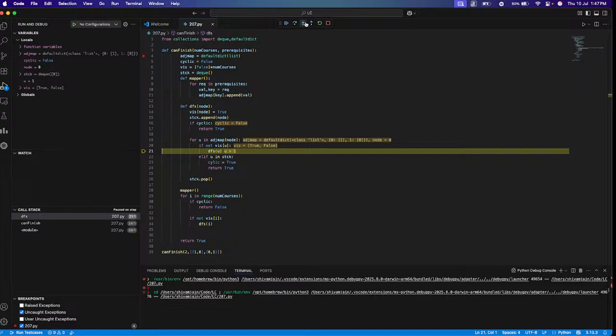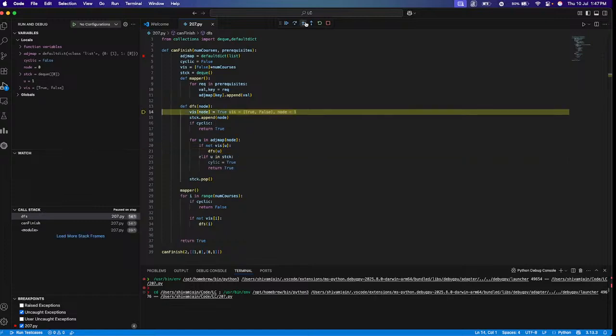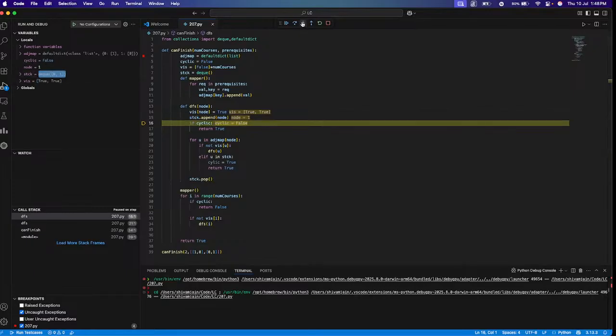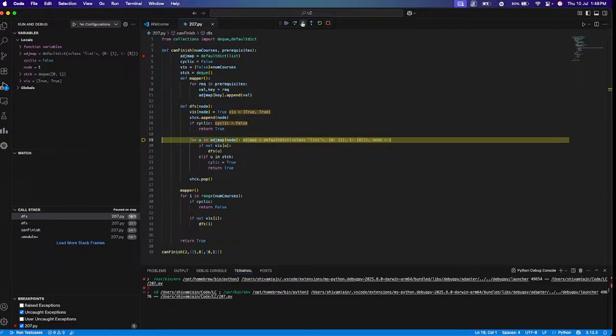True, dfs of u is equal to 1. Okay. Yeah. So that becomes true now. Like if you look at a stack, it's appended to 0 and then 1, right? Take a look. Cyclic is false here, but we have 0 and 1 in the stack. Now take a look at this.